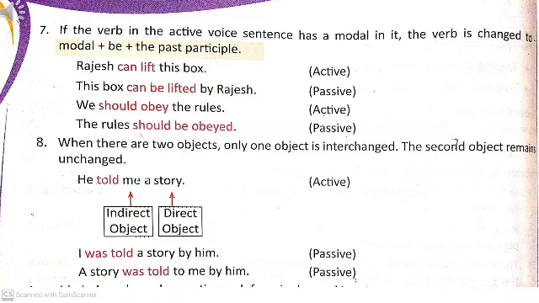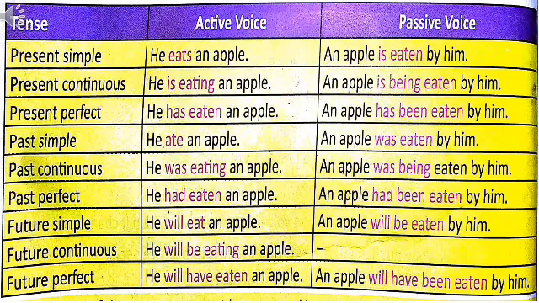Now let's find out how we can change sentences of different tenses into passive voice. Before I start telling you different tenses, let's revise rules. First, subject and object are interchanged. In passive voice, third form of verb is used. Helping verb is used according to the tense of active voice. In passive voice, preposition by is used.